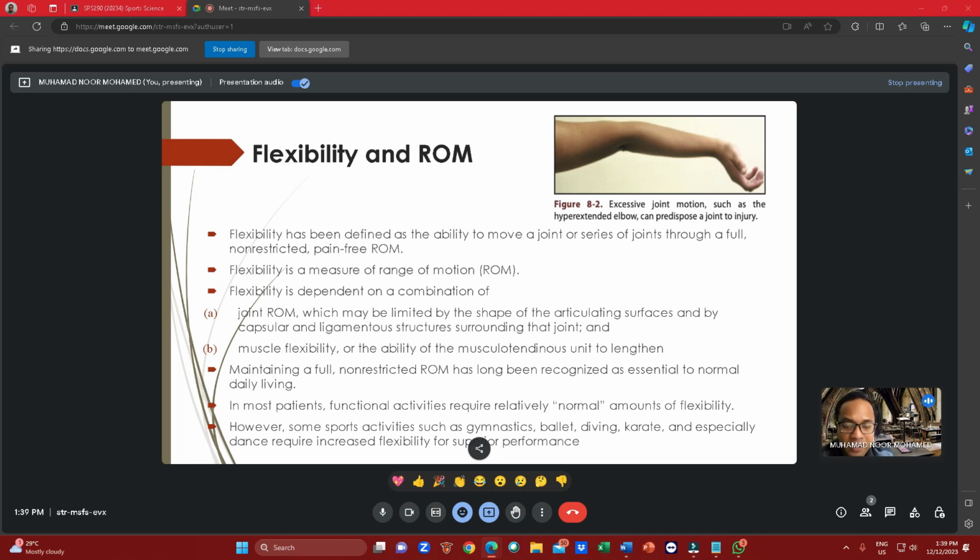However, some sporting activities such as gymnastics, ballet, diving, karate, and especially dance require increased flexibility for far superior performance. In other words, if you meet this kind of athlete during a flexibility rehabilitation program, you need to work extra to get them to that extra flexibility, or else their performance is going to be hindered.